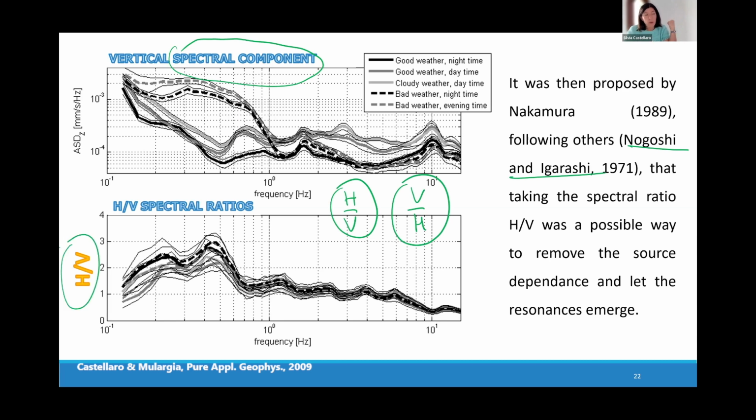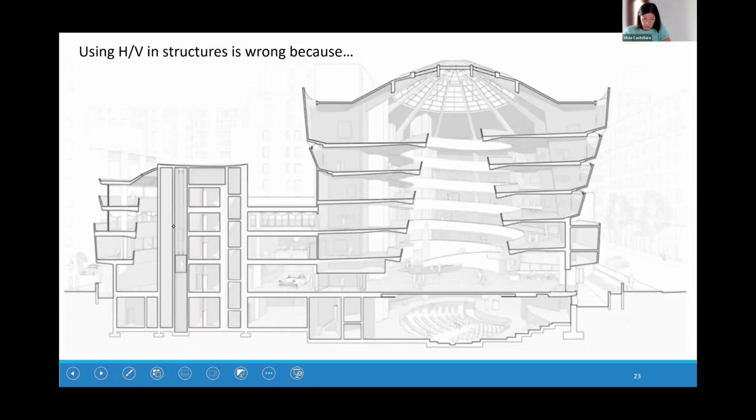So this very simple operation of taking the ratio is capable of clearing the source effect quite efficiently, and it leaves a function which is stable over time at the same site, and which is what we interpret in terms of resonances. Because this function, as shown by a number of papers, both phenomenologically and by means of models, represents something about the soil, which is basically its eigenfrequencies. Just one note, since we are doing these parallelisms between structures and soils: if you try to use HVSR in buildings, this is very wrong.